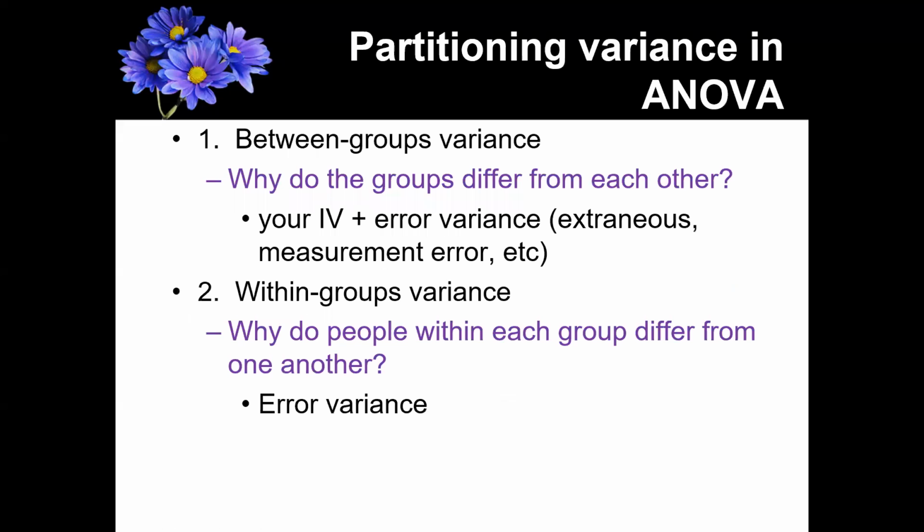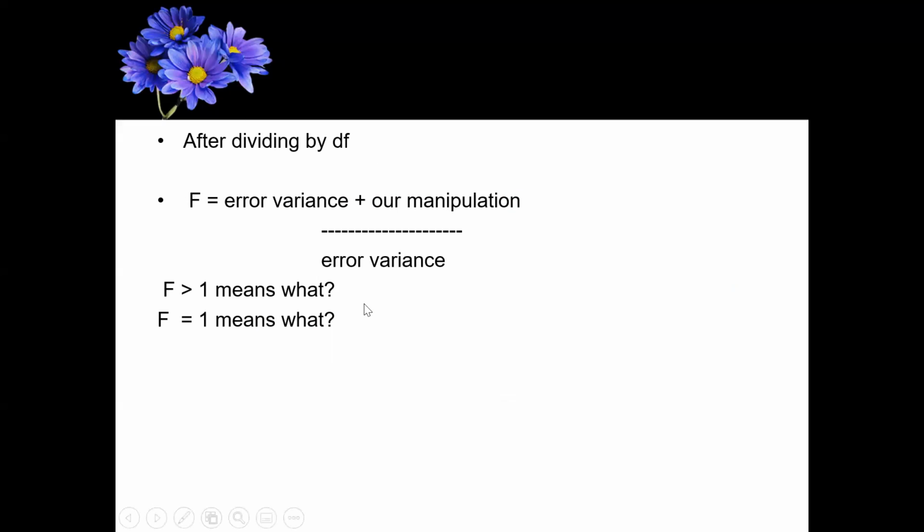So really all we're doing here is we're going to divide, again, after dividing by degrees of freedom, between groups variance by within groups variance. Okay. So let me say that one more time. Dividing between groups variance by within groups variance. And what do those things reflect? Well, remember we said that between groups variance on the top here is error variance plus possibly variance from our manipulation. On the bottom, we have within groups variance, meaning it's just error. Okay.